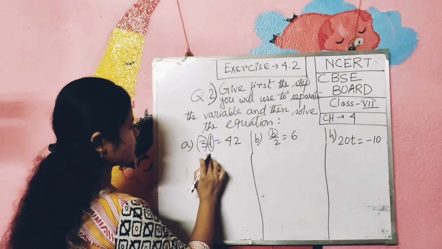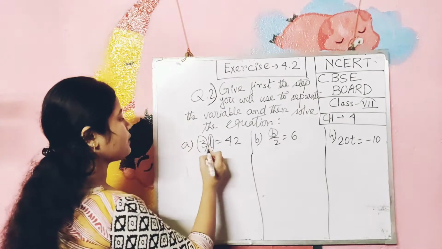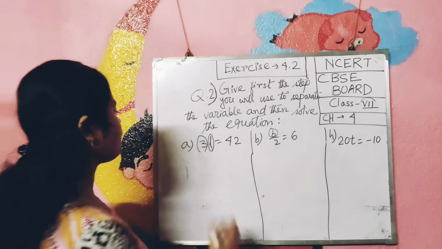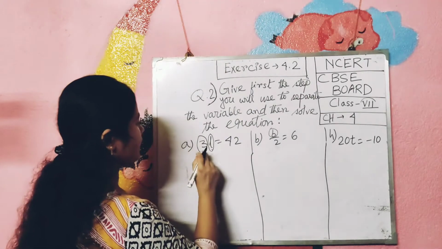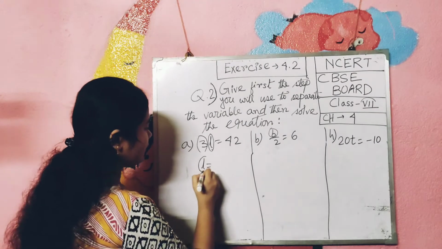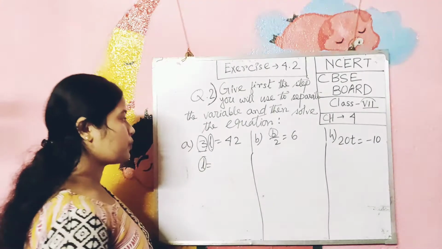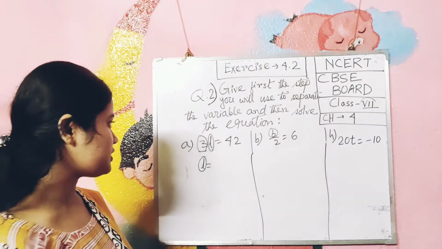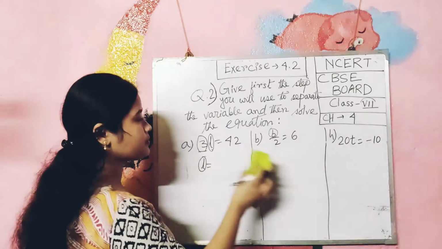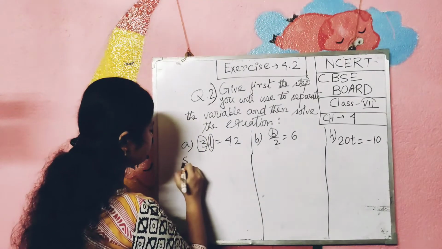Okay, so what is the equation? 3L equals 42. Here the variable is L and its extra part is 3. For finding the L's value, here 3 is multiplication. The opposite of multiplication is division. Whatever I do on the left side, I must do on the right-hand side also.